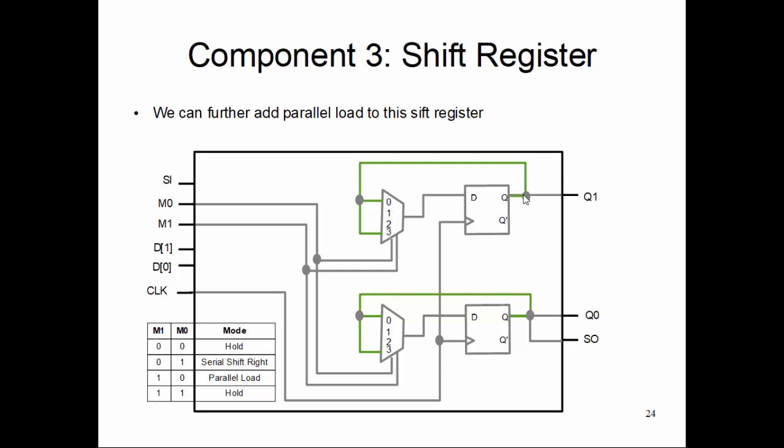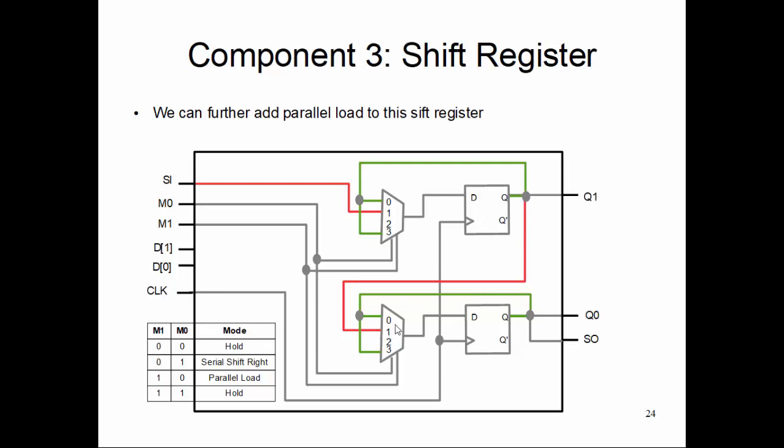And then the scan in mode, which is serial shift right. So 0 1 means your selection terminal is 1 now. Scan in goes into the flip-flop at terminal 1, and Q1 is connected to terminal 1 of the other multiplexer. Now this becomes a shift right from MSB to LSB. It is shifting towards the right, so it's a shift operation.